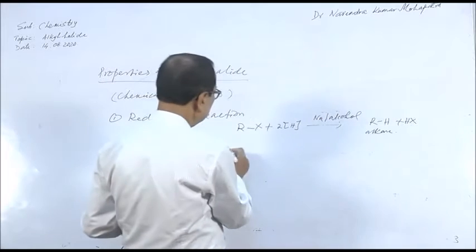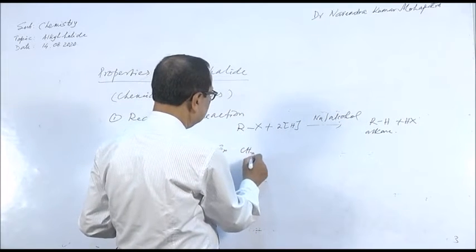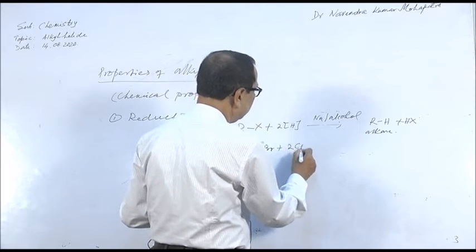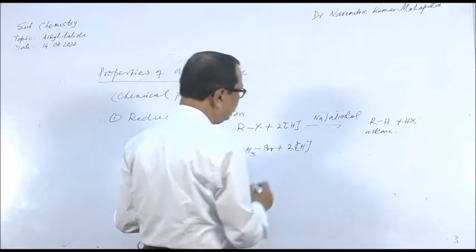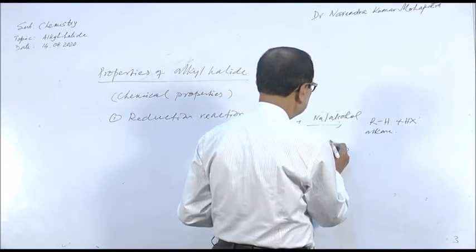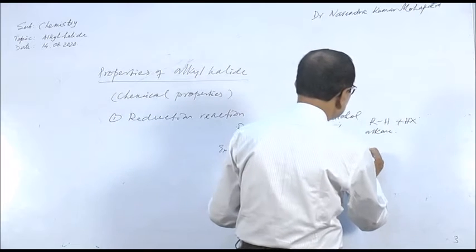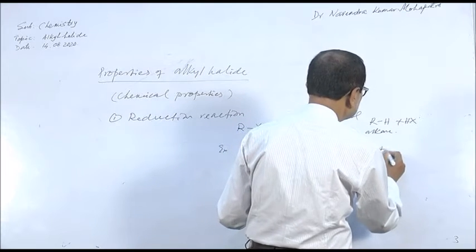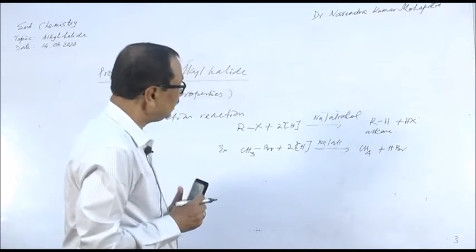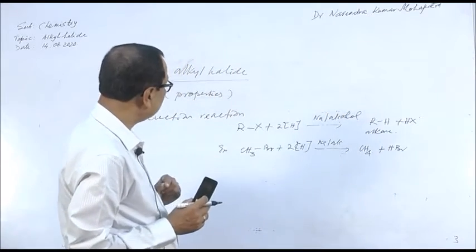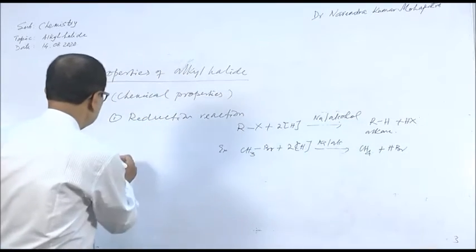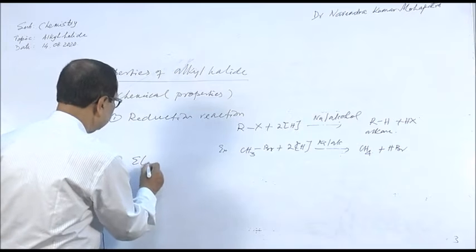For example, CH3Br plus 2 nascent hydrogen, nascent hydrogen is represented this way, with sodium in presence of alcohol, gives you CH4 plus HBr. Therefore, this is reduction of alkyl halide, because alkyl halide gives you all types of reactions. Second one is elimination.